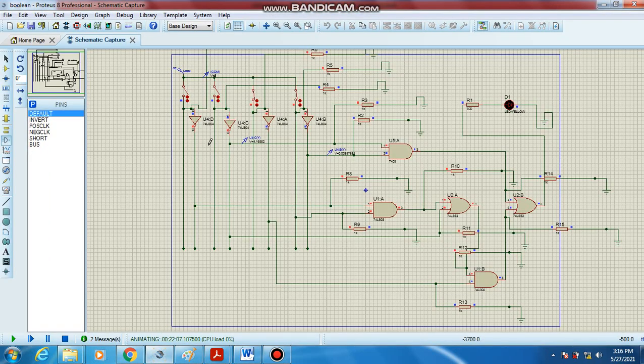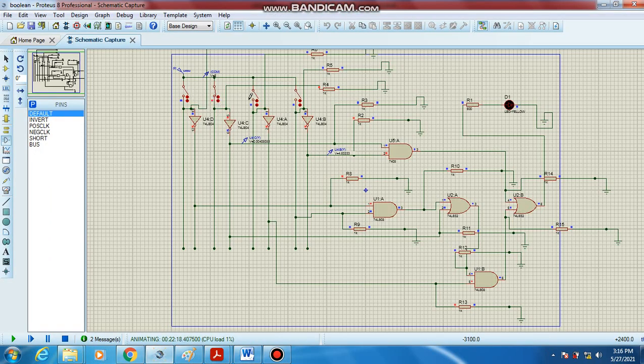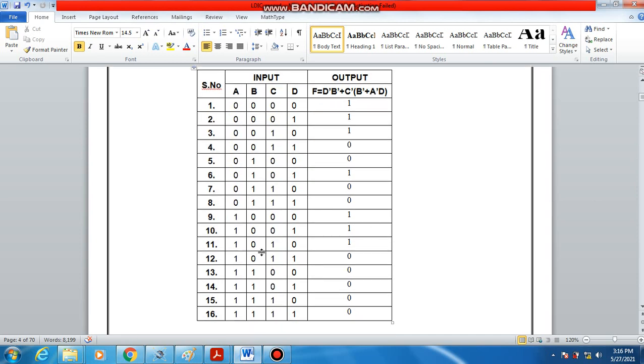Let me check what happens here. 0, 1, 0, 0, it is low again. Let me check 0, 1, 1, 0. It is low again. Then 0, 1, 0, 1. This should be 1. It is high. Yes, the truth table is correct. Similarly, we can do this for all the rest.